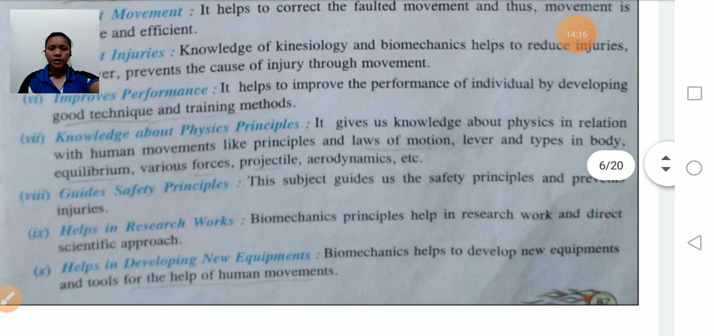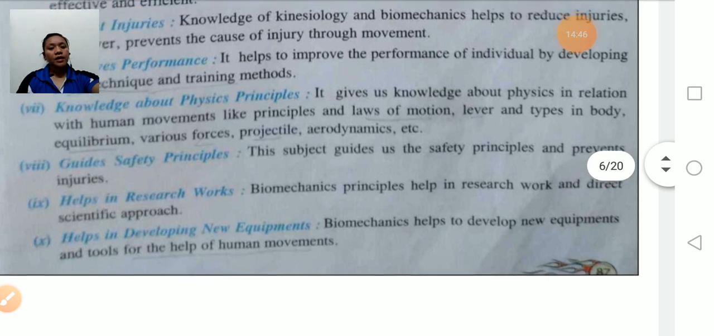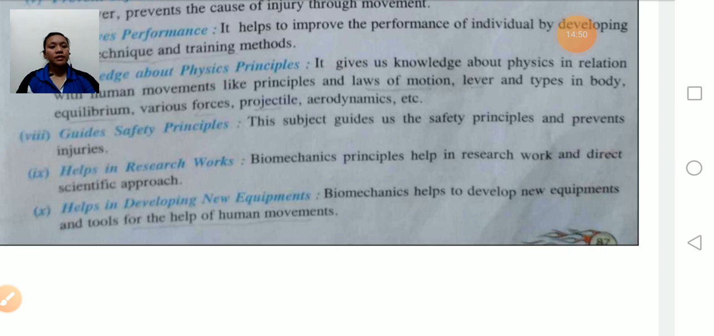Knowledge about physics principles. Kinesiology and biomechanics help to gain knowledge about various physical principles like laws of motion, levers, types of body, equilibrium, various forces, projectiles, aerodynamics, etc. Guide the safety principles. This subject guides us in safety principles and prevents injury.